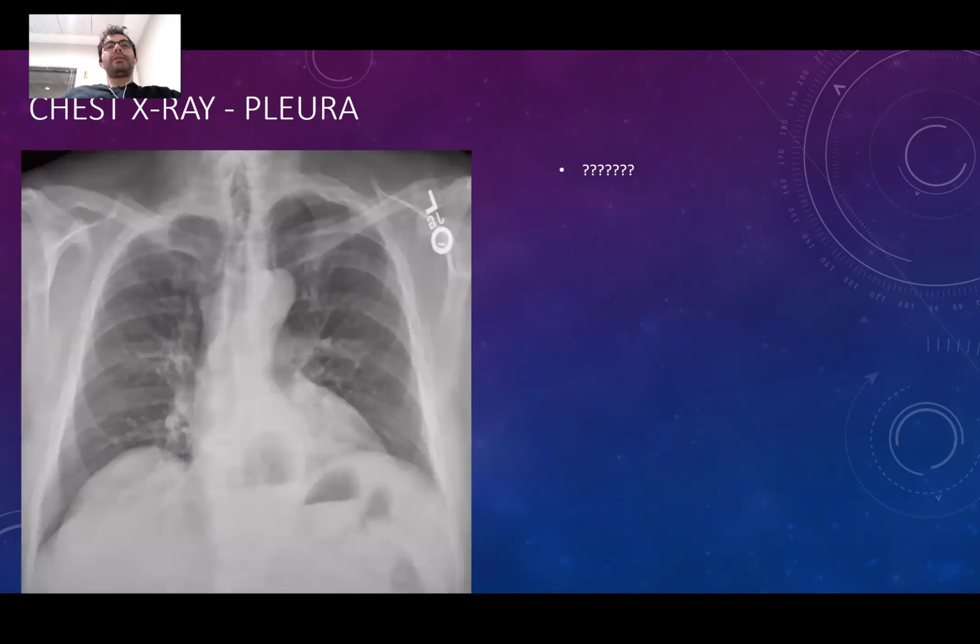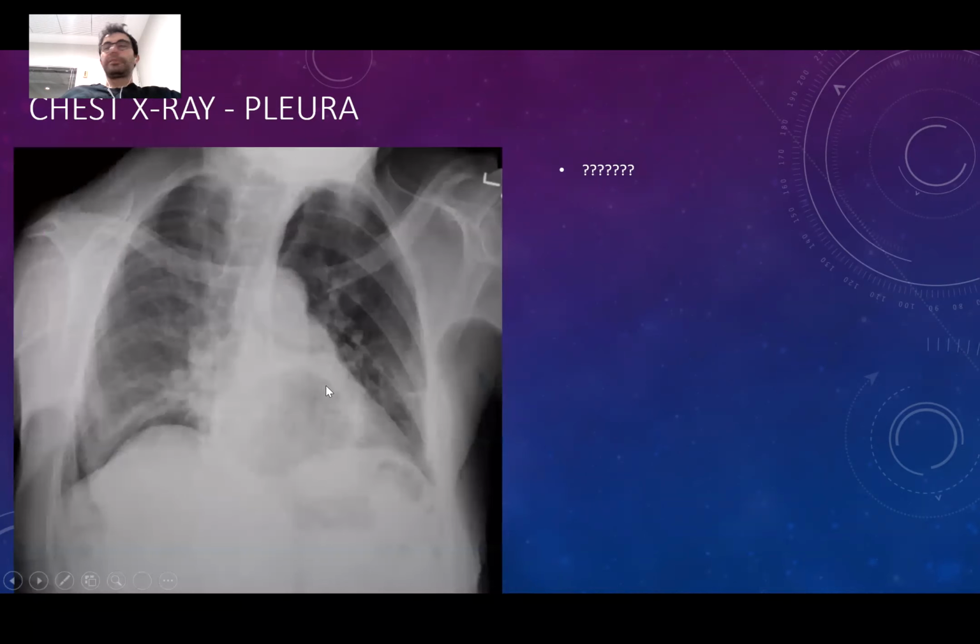I'm seeing something behind the heart here. There's some area of air which is not supposed to be there, actually. These are cases of hiatal hernias. This is stomach which has gone through the hernia and up into the thoracic cavity.